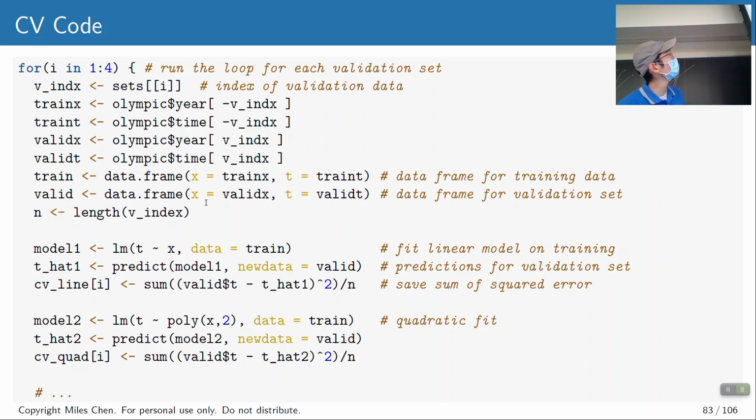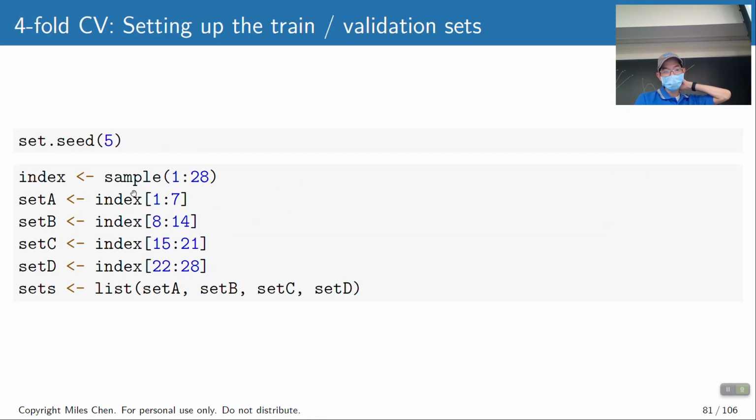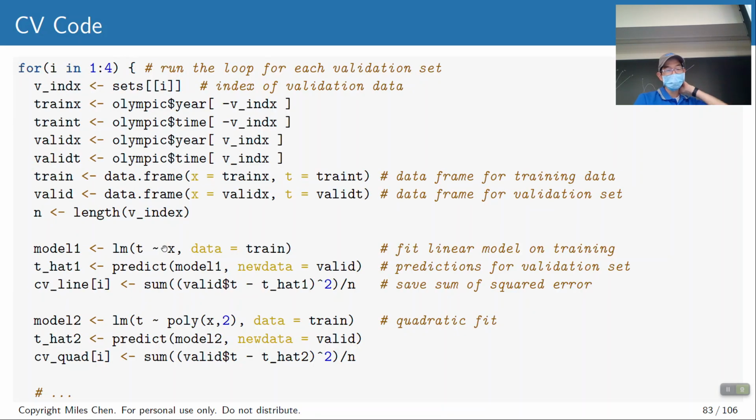This is the code that I've run. Basically, I've got 4 different folds, and here's a big loop, but we're going to take the indexes as designated in our sets. These are the 7 randomly chosen indexes, and that's going to form the index values of my validation set. And I'm going to create my training values by taking the year and subtracting off those validation indexes, and I'll take my training t values and take the time, subtract off those.